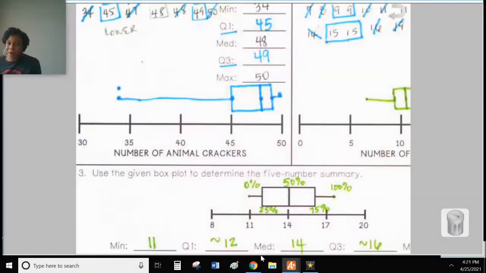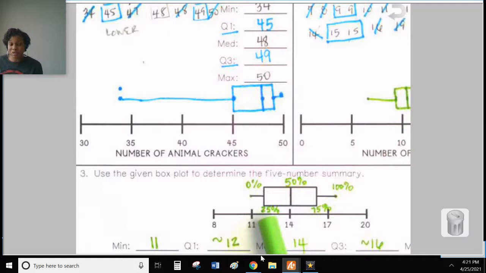So we're talking about our box plot and the box plot percentages. We know that the median, the number in the middle, is 50% of the data. We know the min is 0%. We know the max is 100%. The lower quartile represents 25% of the data, and the upper quartile represents 75%. The box plots will always look different based on the data, but the percentages will stay in those same 5 places.